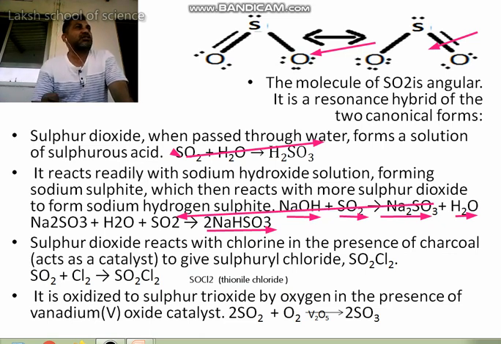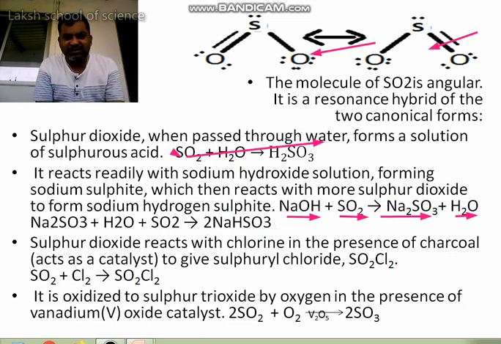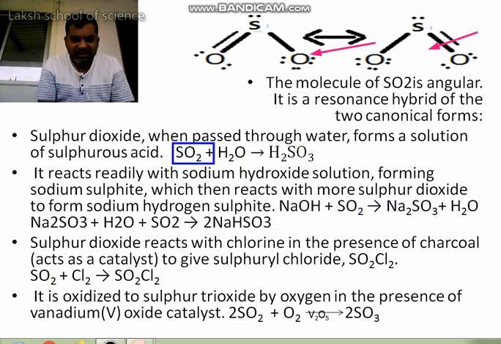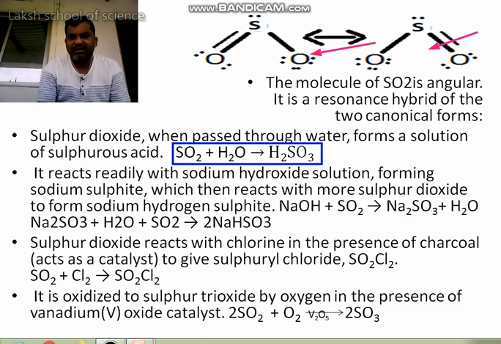Sulfur dioxide is oxidized in the presence of platinum or vanadium pentoxide. Vanadium pentoxide is the catalyst that converts sulfur dioxide to SO3. Now this reaction is very important. Why is this reaction very important?